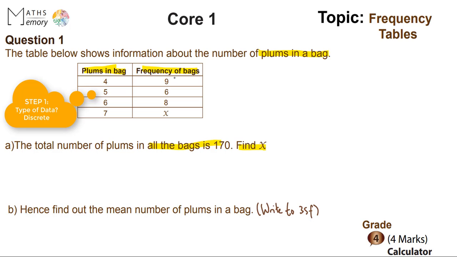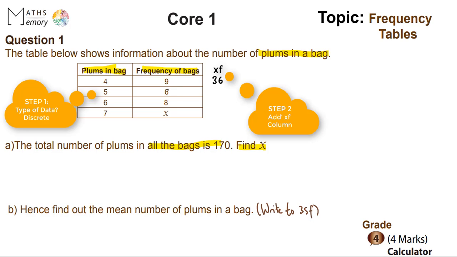As we said, there are 9 bags and each of them contains 4 plums, the 4-plum bag. So how many plums are there in all of these 9 bags? There are 36 because we do 4 times 9. Understand why we multiply as well. Don't just accept it in the answer booklet.